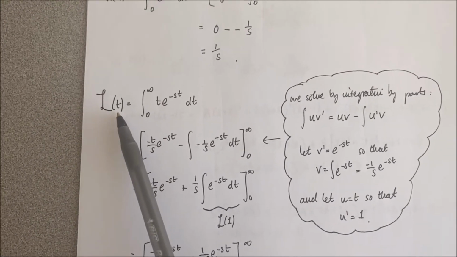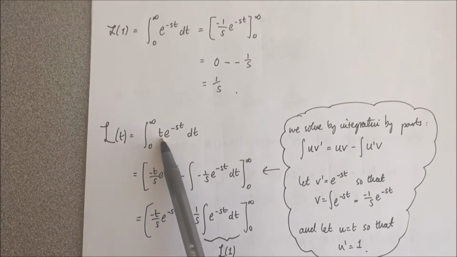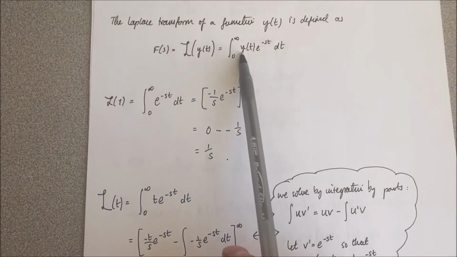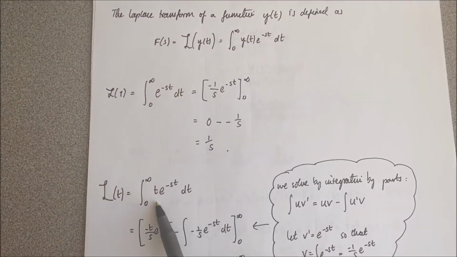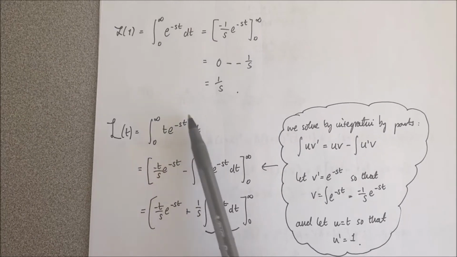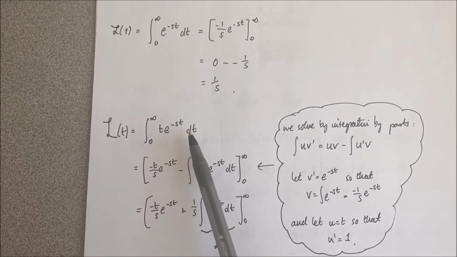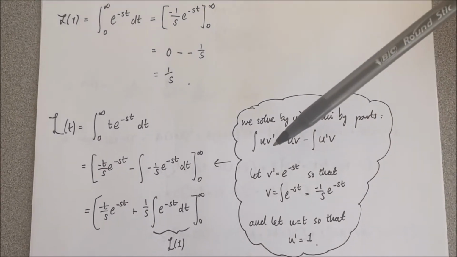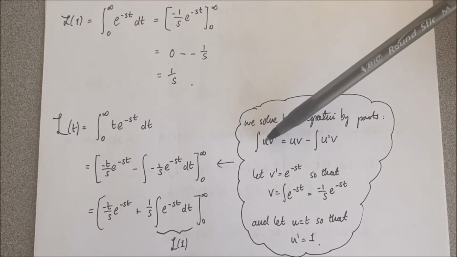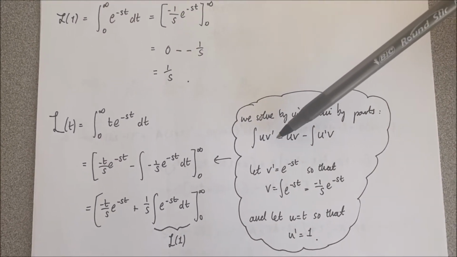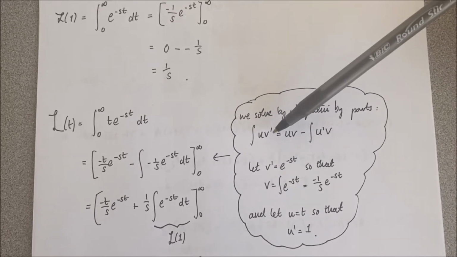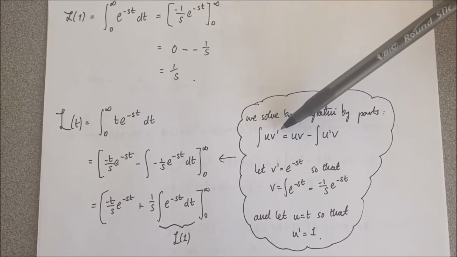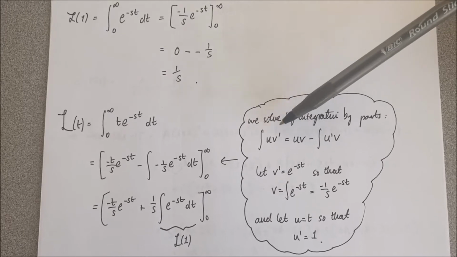So extending that out a little bit further, let's just do the next one in the list, the Laplace transform of the function t. We replace y of t here with just t, right? Now we have to solve this integral using integration by parts. Hopefully you can remember how to do that. We use this formula here, so the integral of u v dash, where dash denotes the derivative with respect to t in our case.